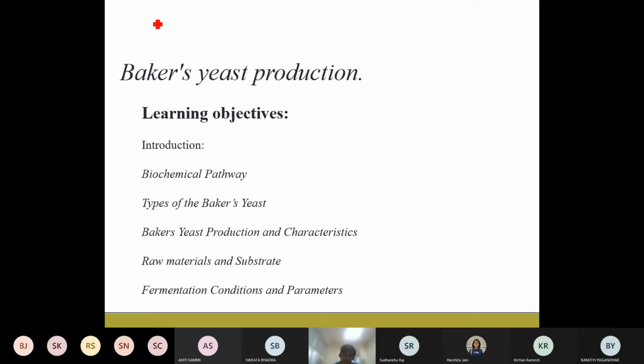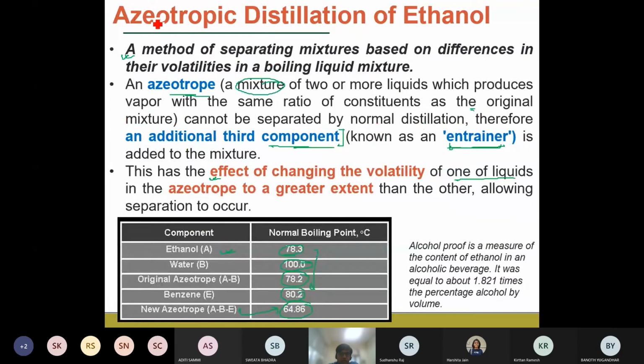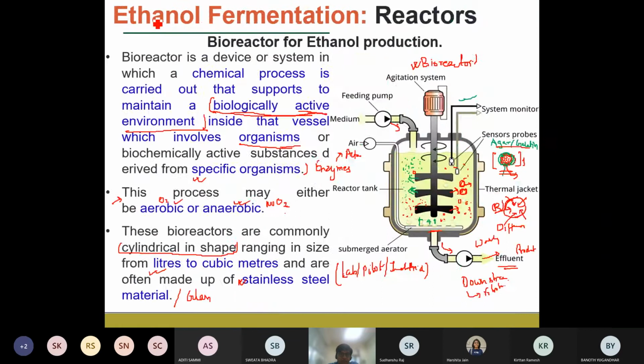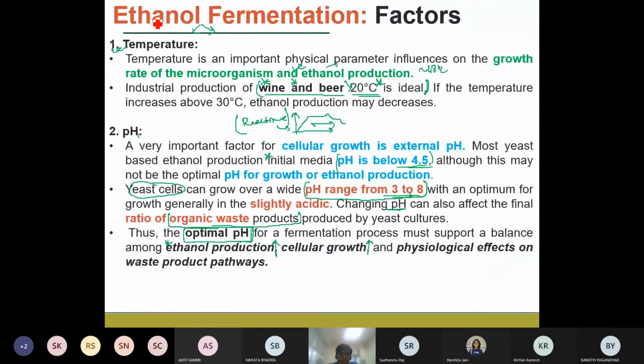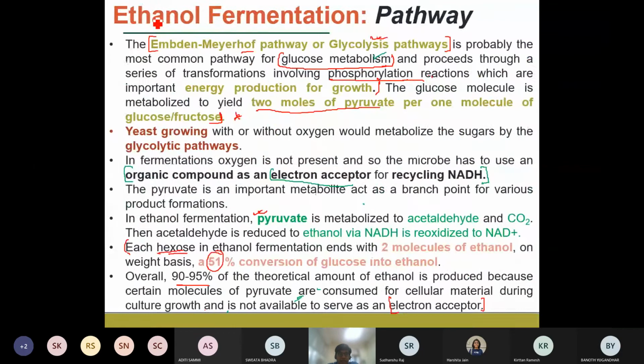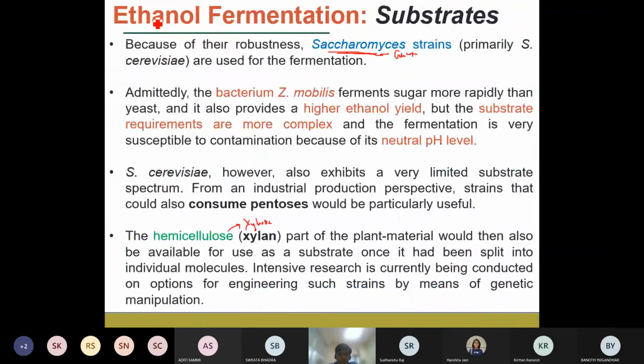So in our last classes, we have discussed the ethanol fermentation, and we looked into different aspects. We have already talked about the three steps: the upstream process, midstream, and the downstream processes. So we have seen what microorganisms, such as bacteria or the yeast, can be used for the production of the ethanol.